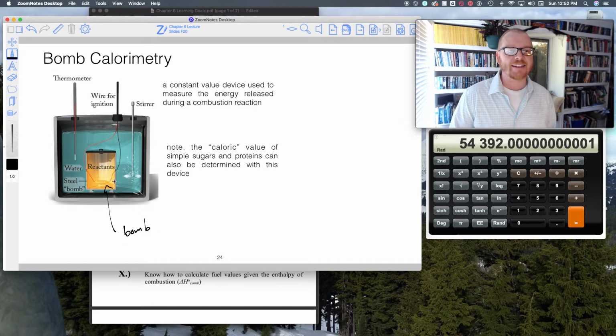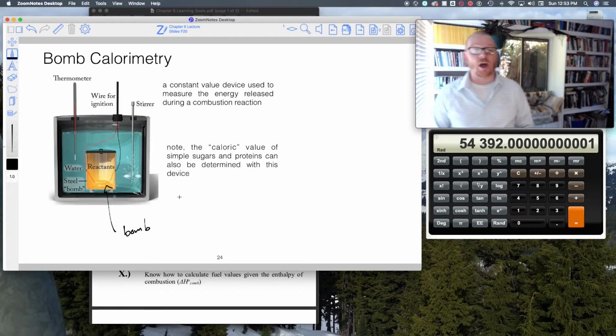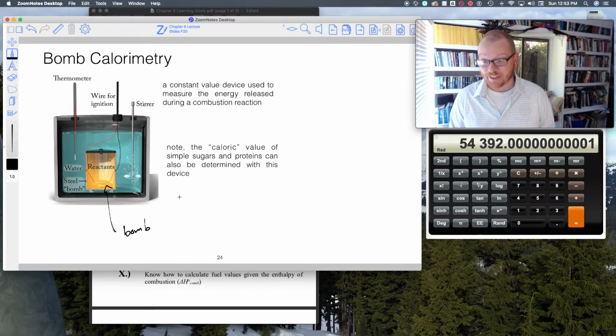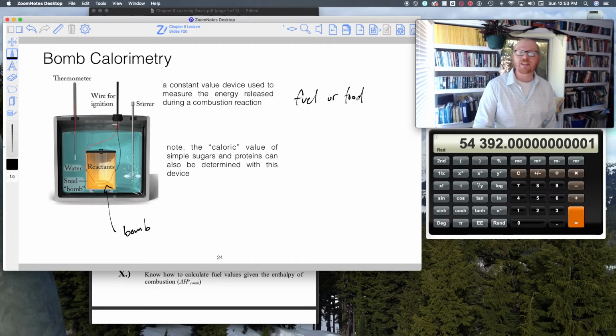And you put your reactants in there and you wire up these ignition wires. And you fill this whole thing with tons of oxygen gas. So there is a lot of chemical potential in this thing. Okay. And note, in bomb calorimetry, you typically study fuel or food. So specifically, bomb calorimeters are designed to do calorimetry on fuel or food.